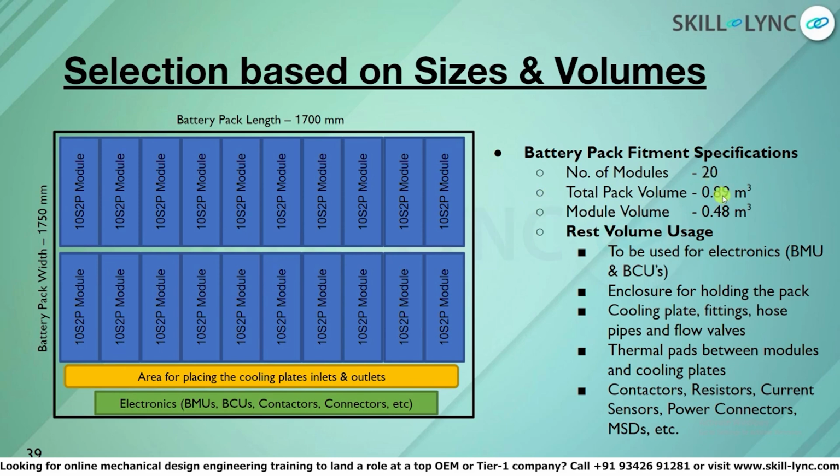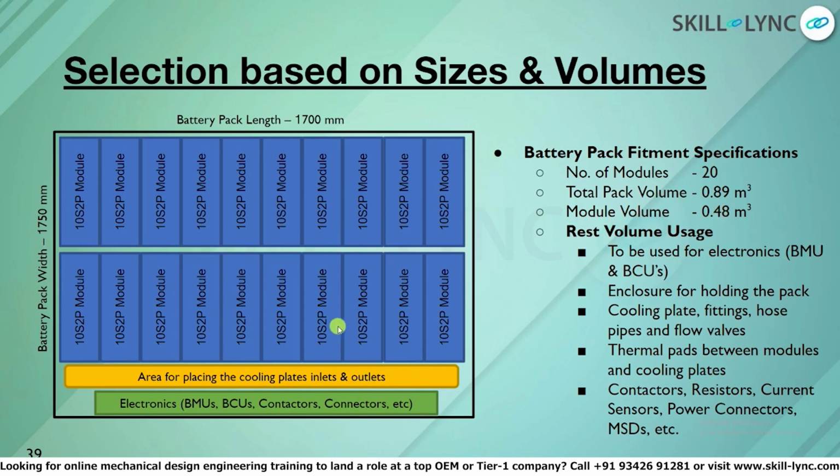We have 20 modules, so the total pack volume is something around 0.89 meter cube, and the module volume is 0.48 meter cube. So these are the module volumes which are available. So at least 60% of it we have occupied, and we have the remaining 40% available with us. So those are the volume which has to be used for the other components.